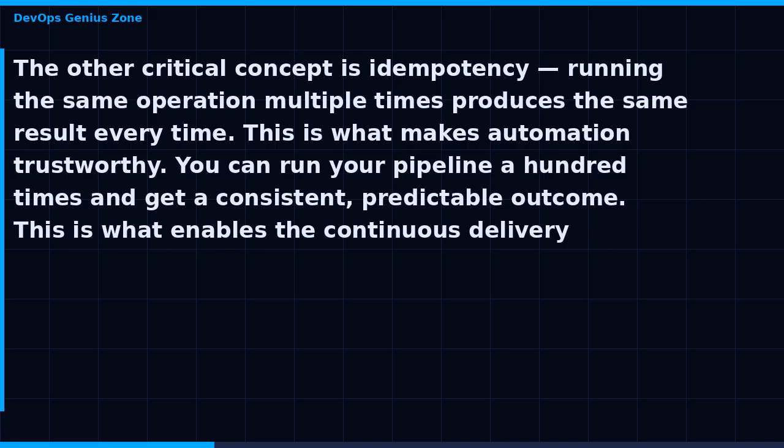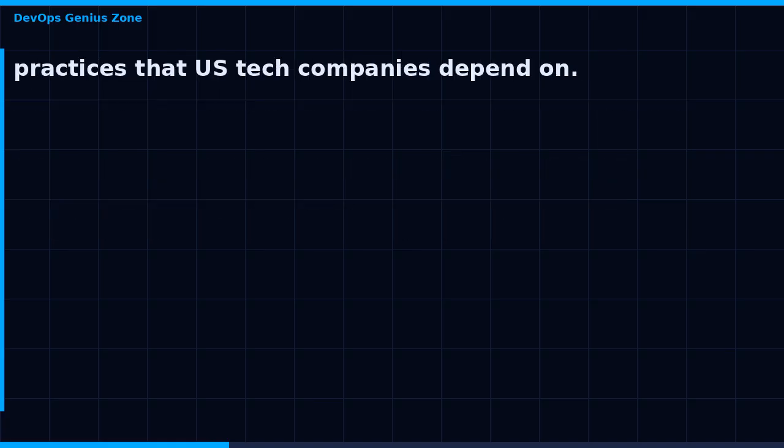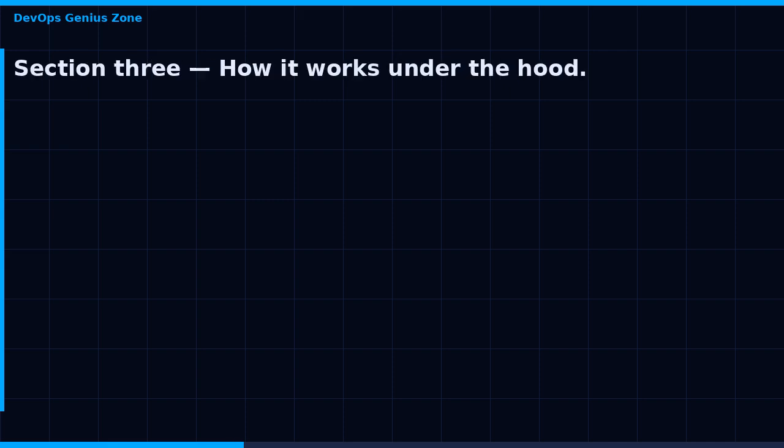Section 3: How it works under the hood. Understanding the internals of Kubernetes resource limits and requests is what separates engineers who can follow a tutorial from engineers who can diagnose issues, make architectural decisions, and lead technical discussions with confidence.